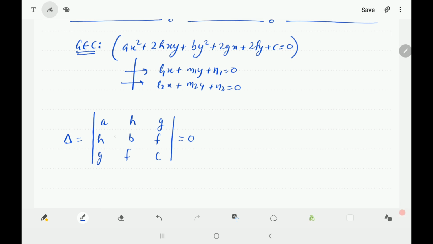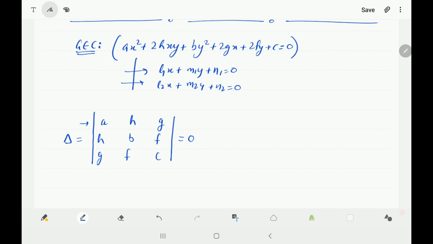To calculate A, H, G, the equation will be given, and you have to compare this equation with the general equation of conic and get the coefficients out, which are A, H, G, H, B, F, G, F, C. This determinant is a symmetric one. How to solve this one, I will also tell you that. This determinant is easy to remember also.